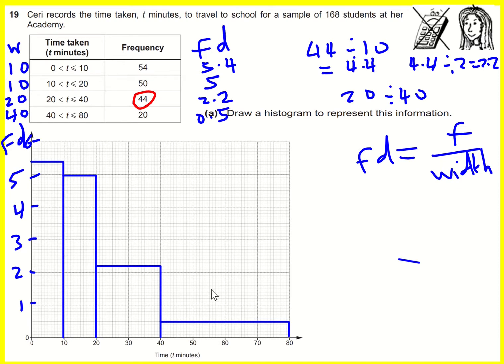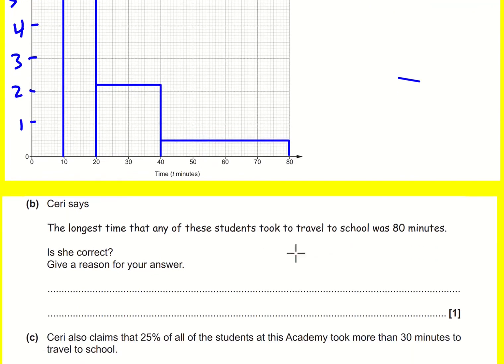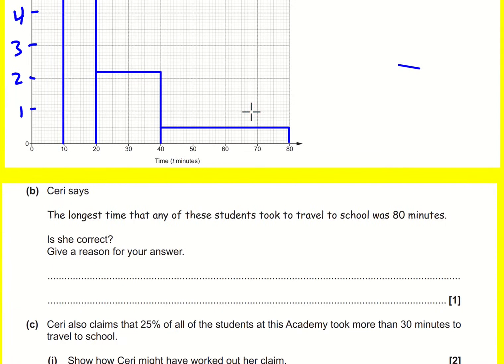We've drawn the histogram. Kerry says the longest time that any of these students took to travel to school is 80 minutes. Is she correct? Well, we don't know. All we know is that 20 people took between 40 and 80. They might have taken 80, but we can't be sure. They might have all taken 41 minutes, for example, or they might be spread throughout. But essentially, we don't know. We can't be sure. Words to this effect: we only have grouped frequency.